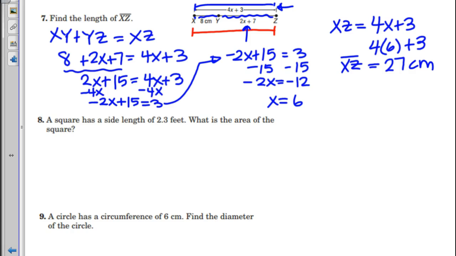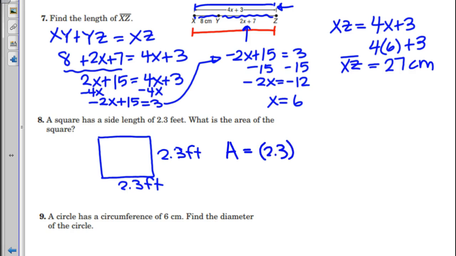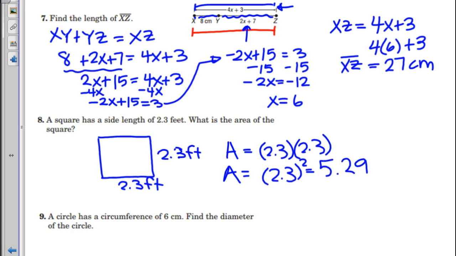All right, number 8. A square has a side length of 2.3 feet, or 2 3/10 feet. What's the area of the square? Area of a square is found just like a rectangle, length times width. Since on a square all the side lengths are the same, we could just do 2.3 squared. We're multiplying it by itself, so however you want to punch that in the calculator. So the area is 2.3 times 2.3, or 2.3 squared. And I got 5.29 square feet, or feet squared.